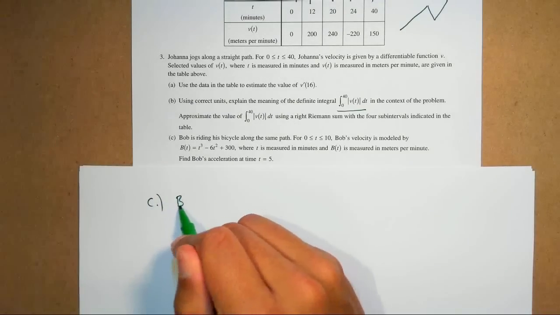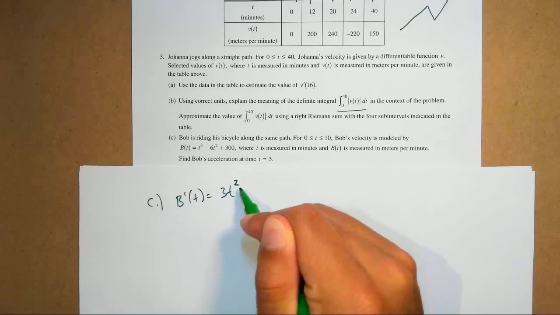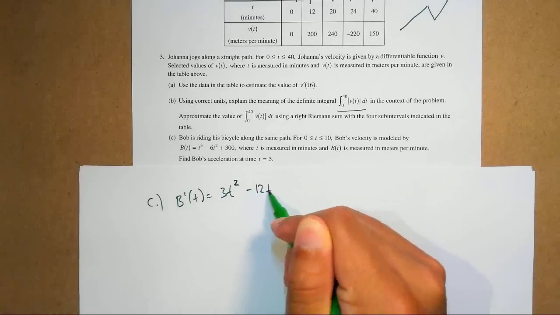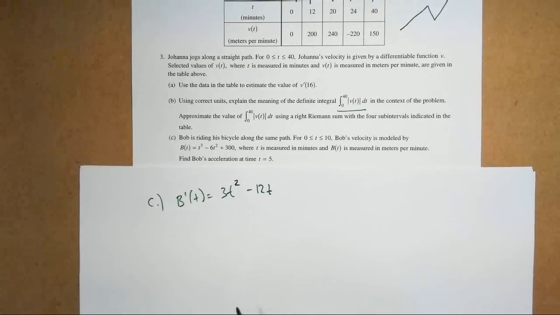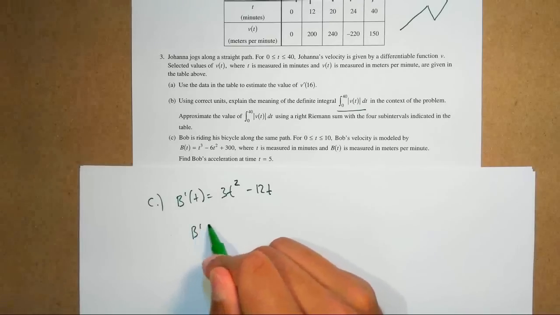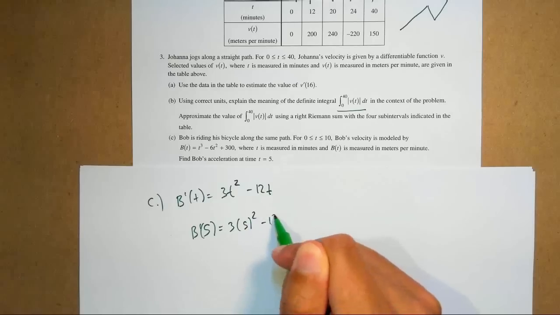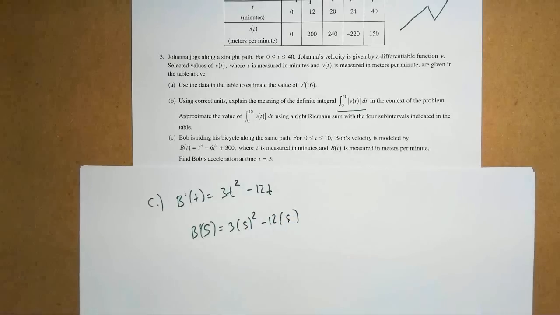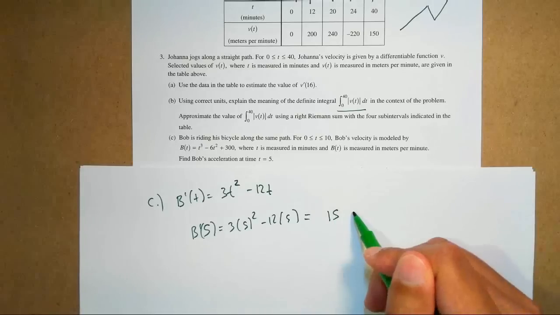So technically, B prime of t is going to equal 3t squared minus 12t, and then 300 will just become 0. So that's my acceleration equation. You get a point for being able to use that, and the last thing is to plug in 5. So the acceleration at 5 minutes is going to be 3 times 5 squared minus 12 times 5. And if you work all this out, you should get 15, and then think about the units.